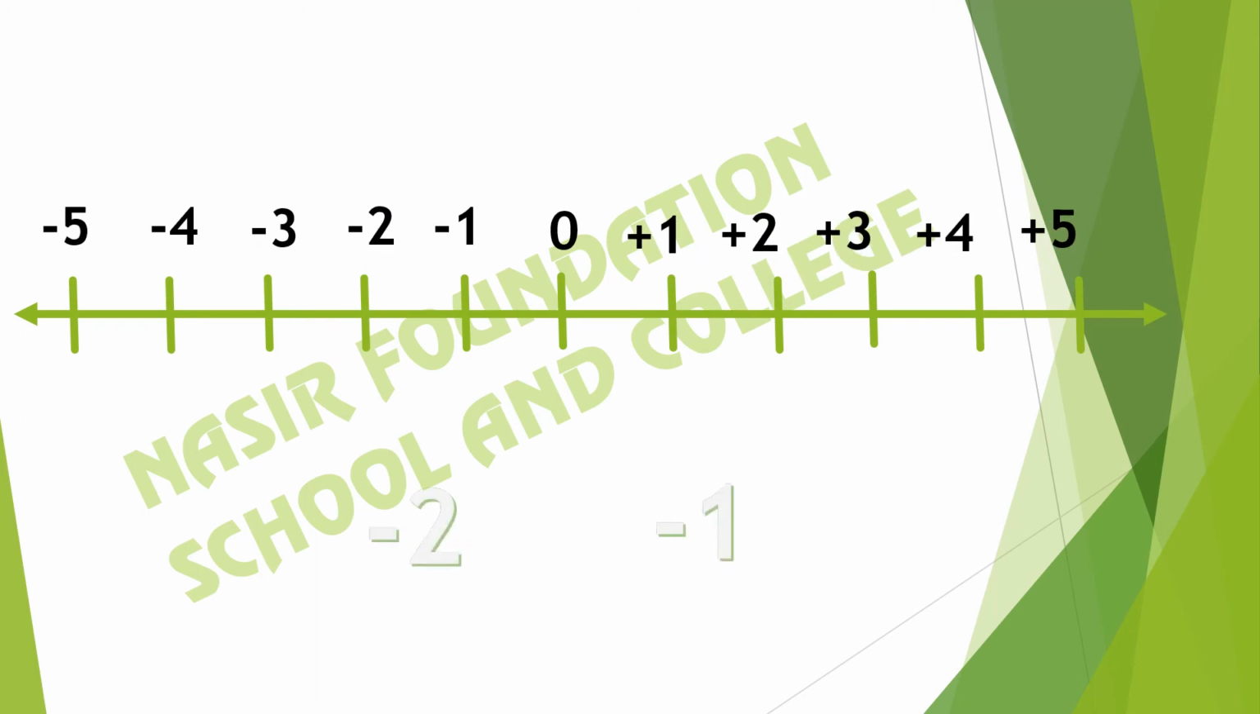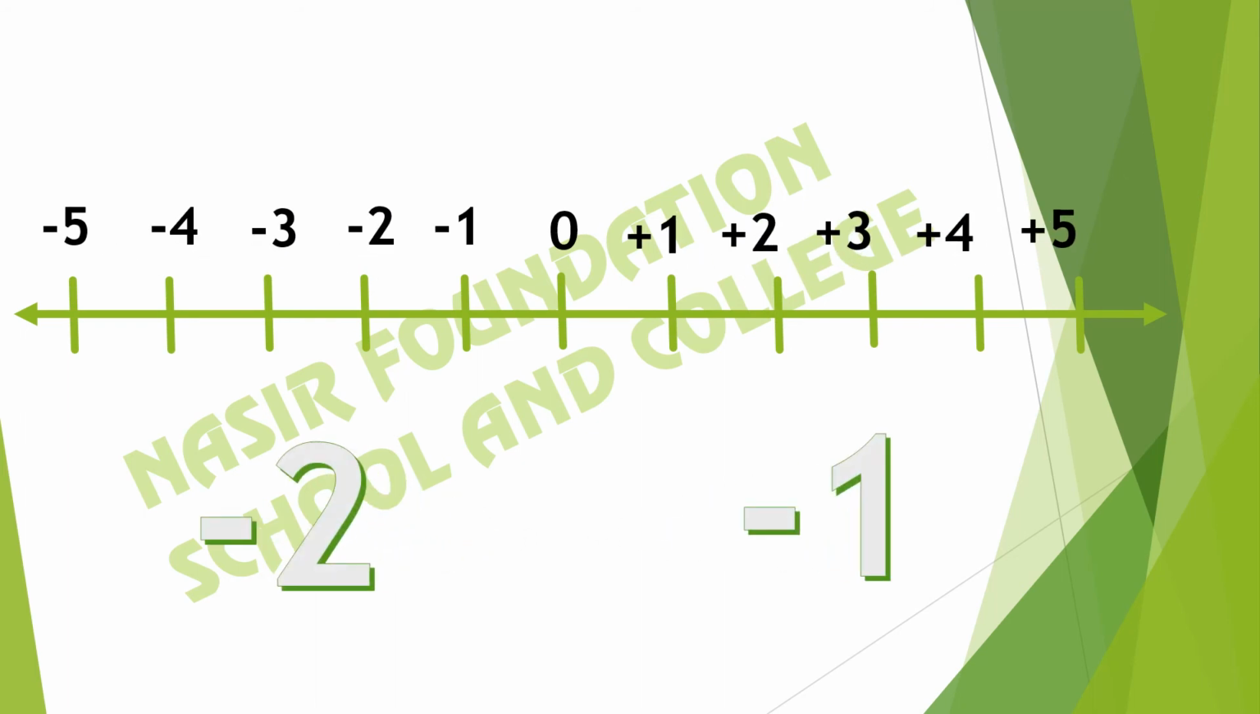Here we can see that two numbers are given to us, minus 2 and minus 1. Which number is greater? Is minus 2 greater? If we see on the number line, minus 1 is placed on the right side and minus 2 is placed on the left side. So which one is greater? The number that is placed on the right side is greater. Minus 2 is smaller than minus 1 and minus 1 is greater than minus 2.